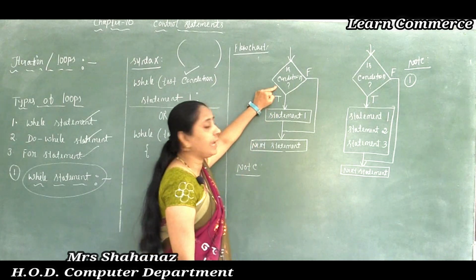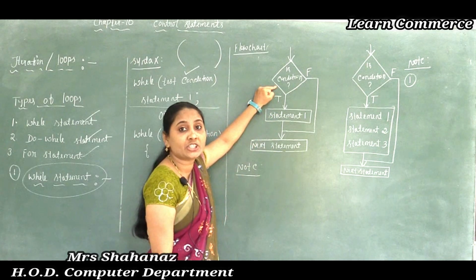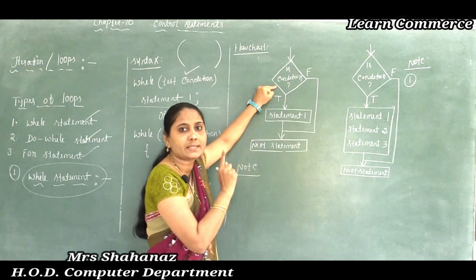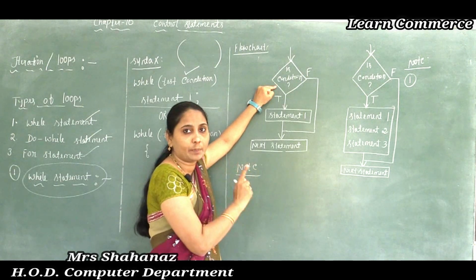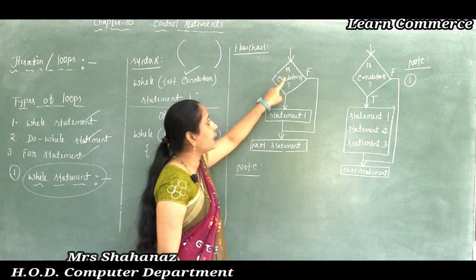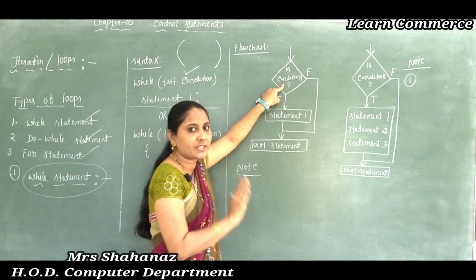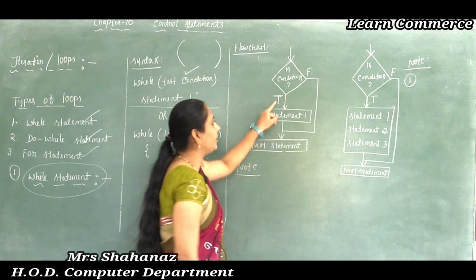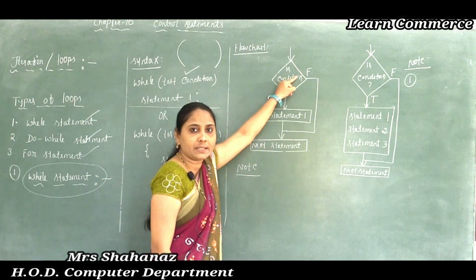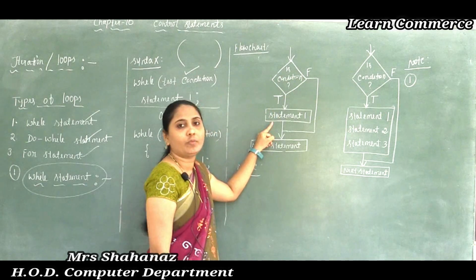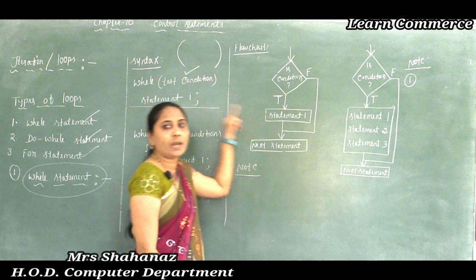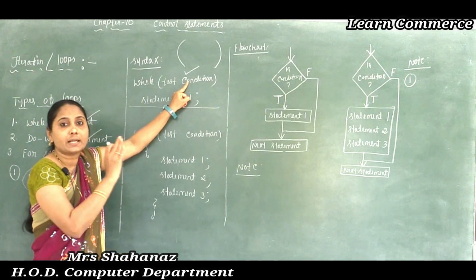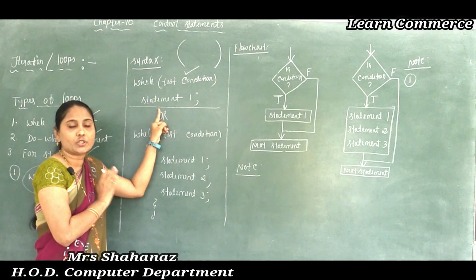To take any condition, that means a decision, the symbol we apply is called the decision symbol. I am just using a condition. I don't know whether the condition is true or false. If such condition is true, here T means true, then statement 1 is going to execute. So like our syntax, if the test condition is true, statement 1 is going to execute.